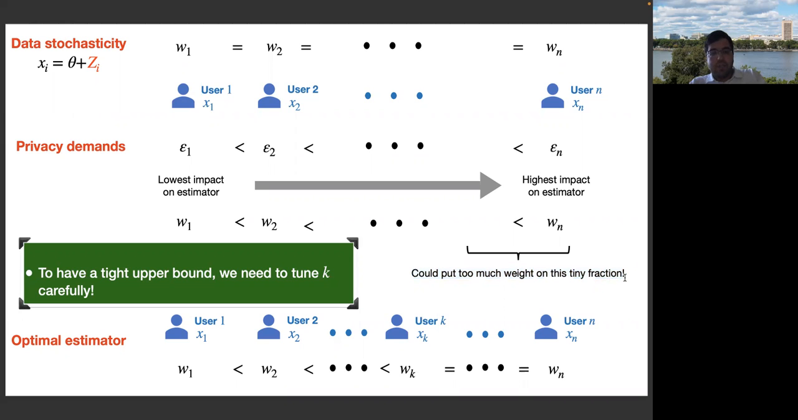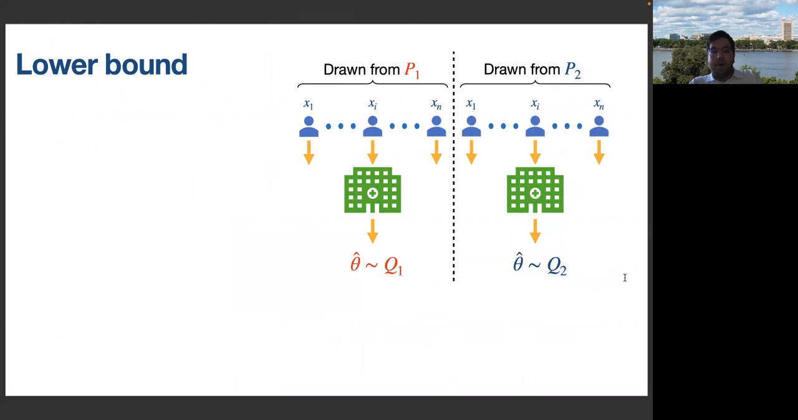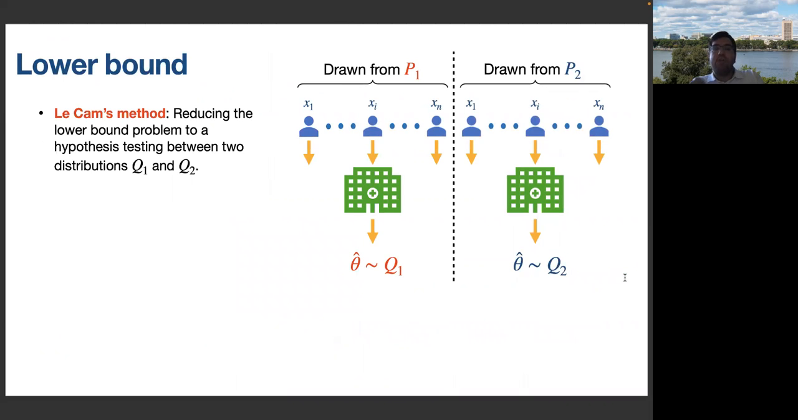So next, to show that this construction that we have is optimal, we need to derive lower bounds as well. And we do so by using Le Cam's method. So consider two parallel scenarios. In the first one, we assume the data of users x_1 to x_n are drawn from distribution P1. And in the second one, we consider the case that they are drawn from distribution P2. For the first case, we denote the distribution of the output theta hat by Q1, and for the second case, we denote it by Q2.